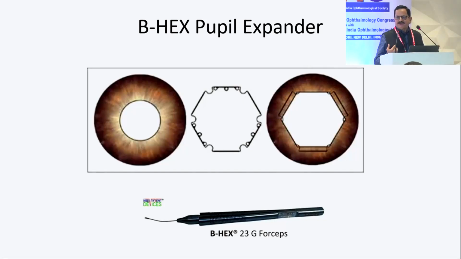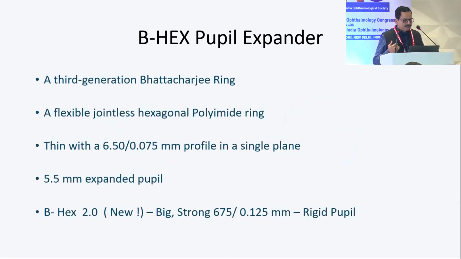So this is our Indian version, again an international product, the BX pupillary expander. A third generation Bhattacharjee ring. It's a flexible, jointless, hexagonal polymer ring, thin with a 6.5 millimeter diameter and 0.3 millimeter profile. It's a very thin one, and it has a single plane. You get a 5.5 millimeter pupillary expansion. And now we have got BX 2.0, the newer one, which is bigger and stronger. It's slightly thicker, 0.375 millimeter, and it's good for rigid pupils.